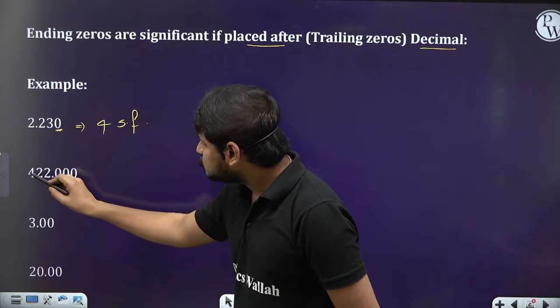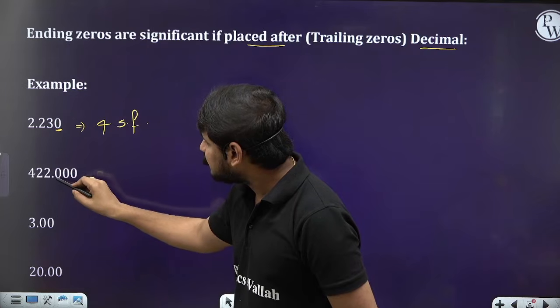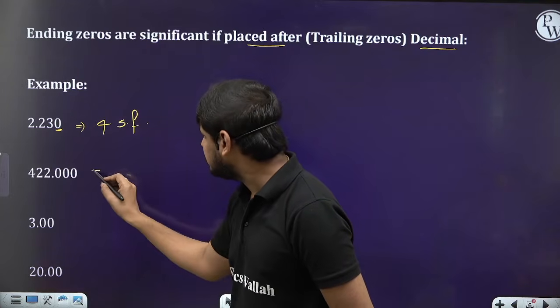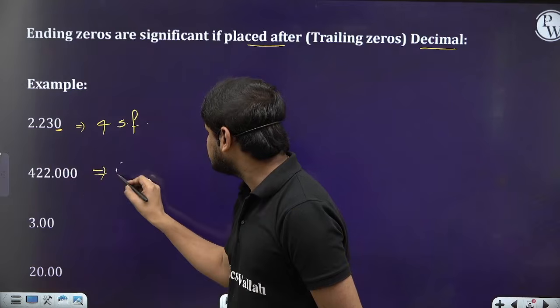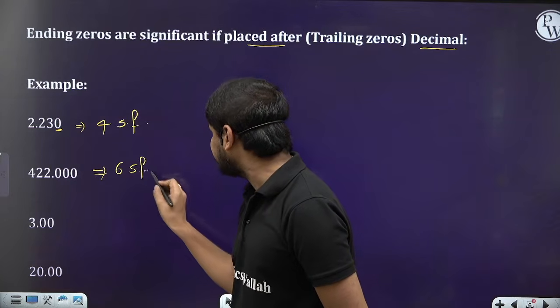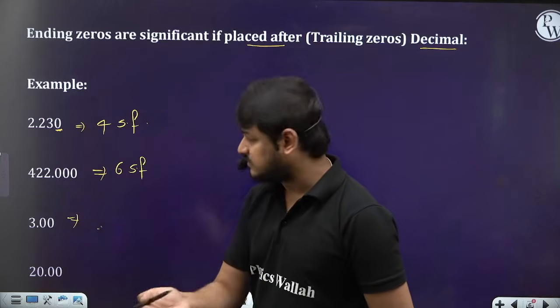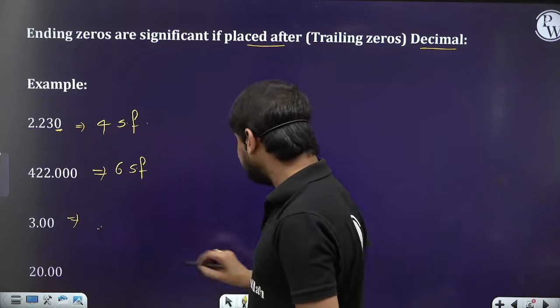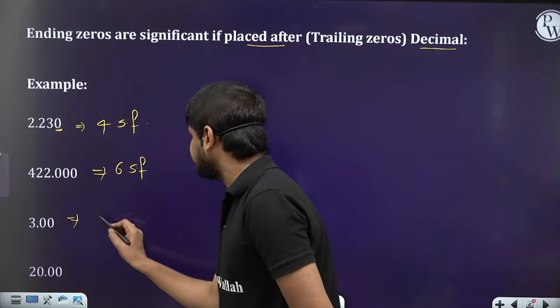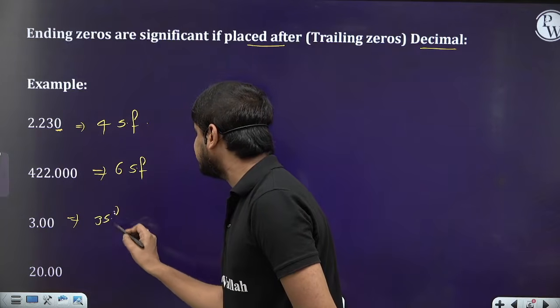Similarly here, 422. These zeros are after the decimal and they are the end zeros. So that's why 6 significant figures. And then see here, these 2 zeros are placed after the decimal. So that's why here 3 significant figures.